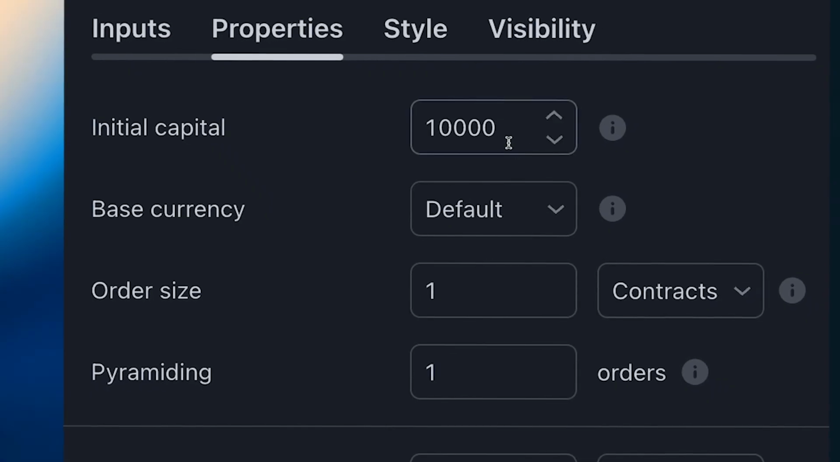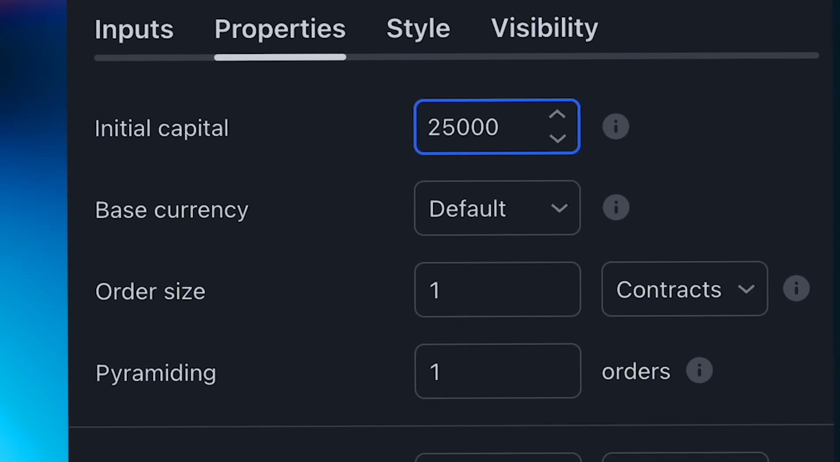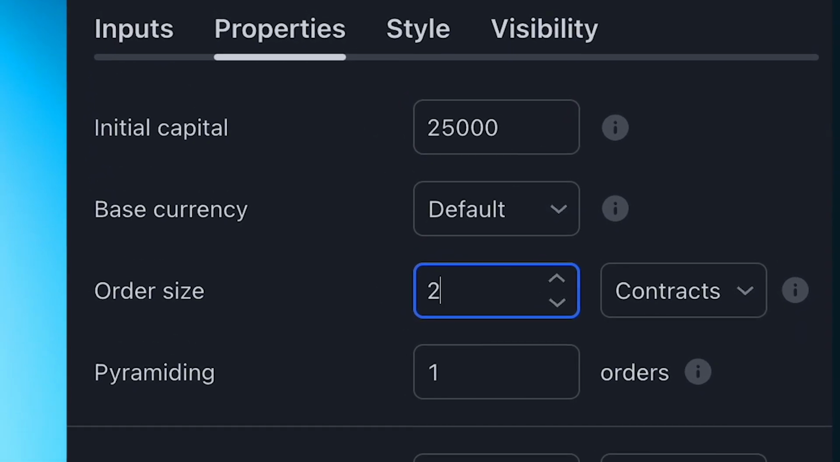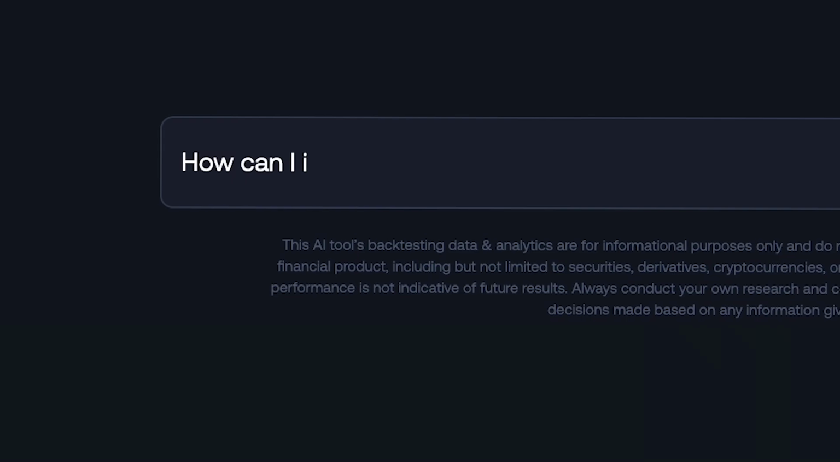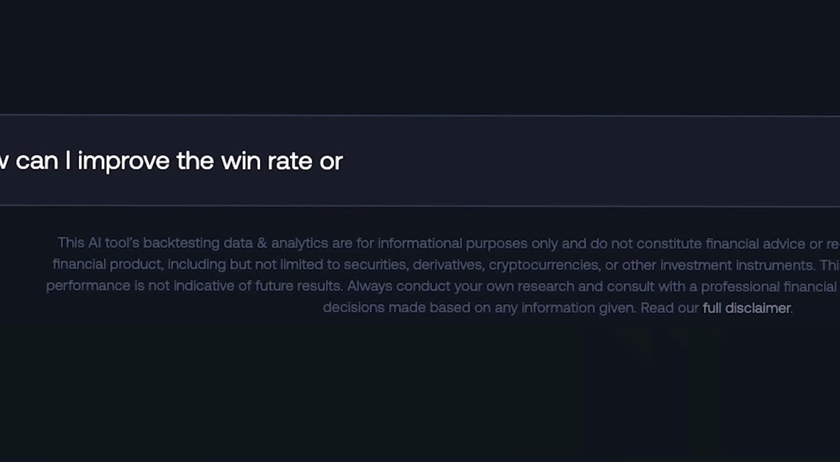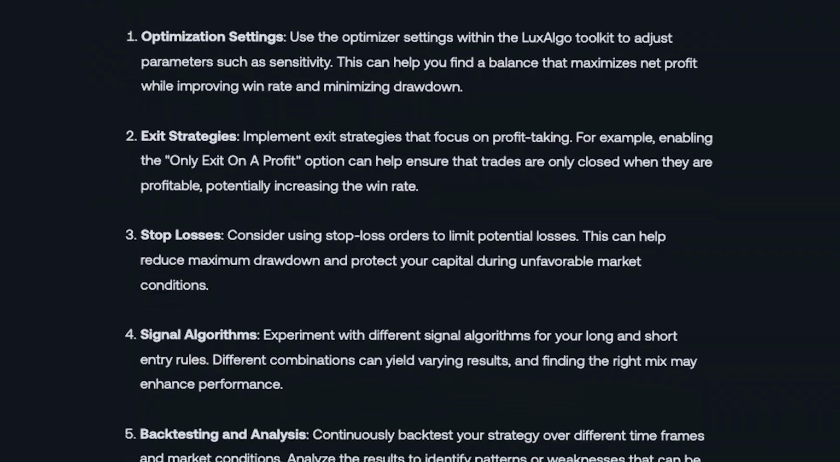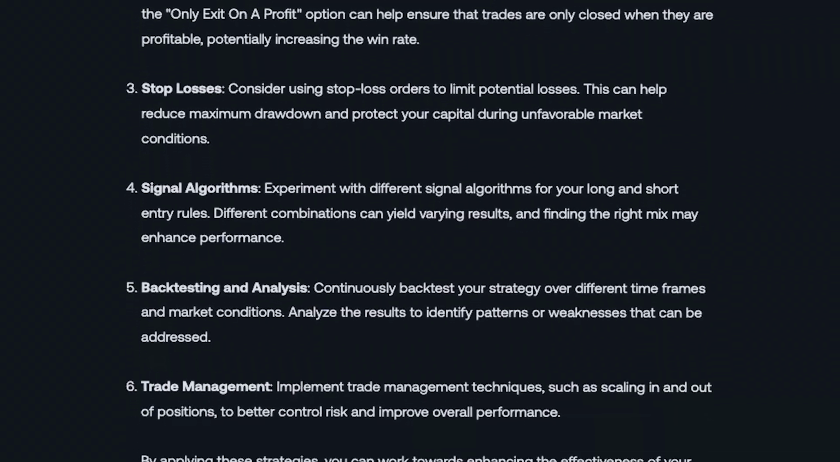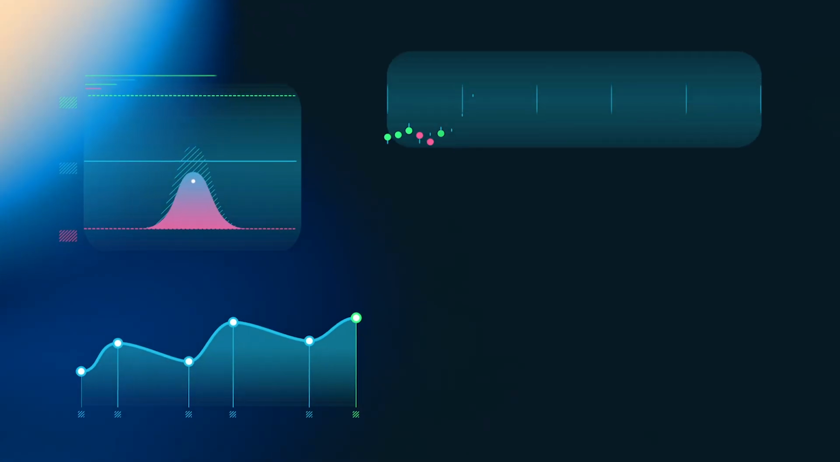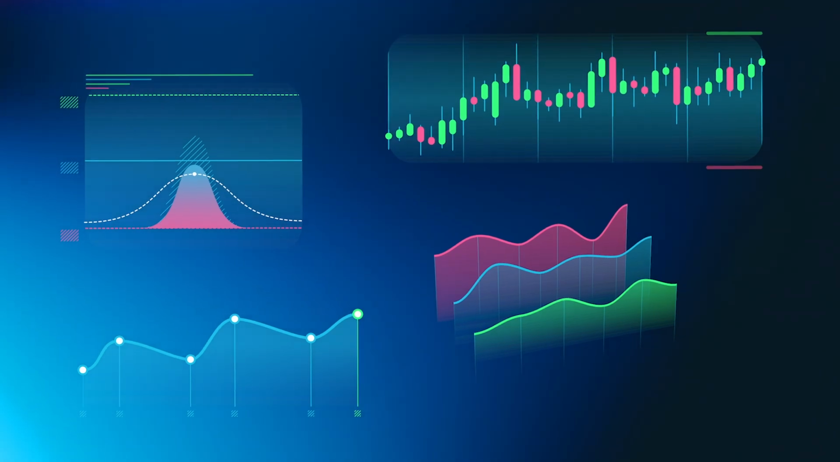We can go to the Properties panel and change the account size and order size to better match our real-world account balance. From here, we can further develop this strategy by asking the AI how we can further improve metrics such as the win rate or drawdown. The possibilities are endless. Let's look at some other strategies we can find using the AI Backtesting Assistant.